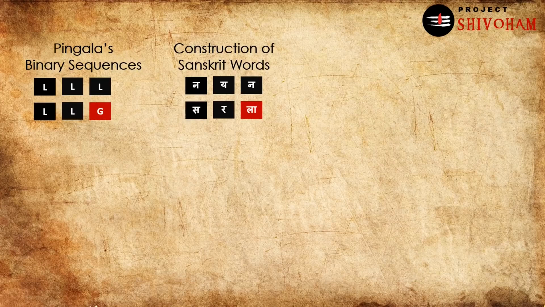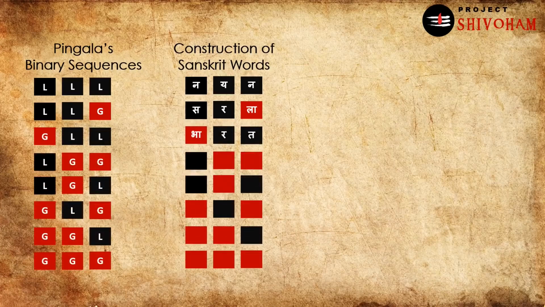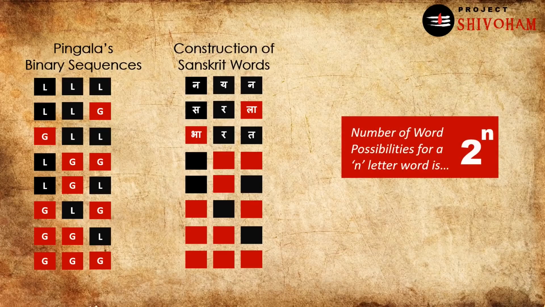Sarala. Another possibility is Guru Laghu Laghu like Bharata, and so on. Further in Chanda Shastra, Pingala says that the number of ways in which you can write an n-lettered word is 2 to the power of n. For instance, we can write a 3-lettered word in 2 raised to the power of 3, which is 8 different ways. Same way, a 4-lettered word can be written in 2 raised to the power of 4, which is 16 different ways, and so on.